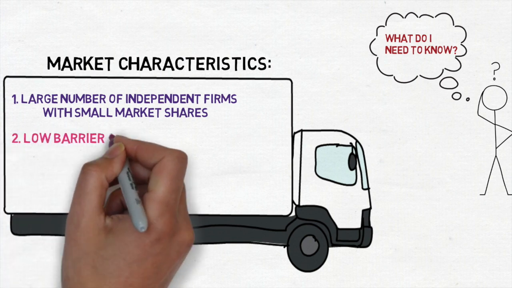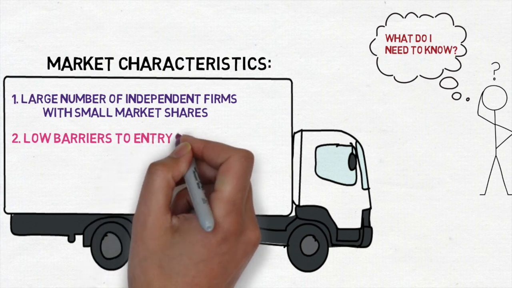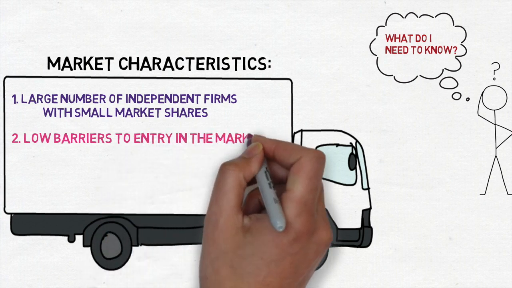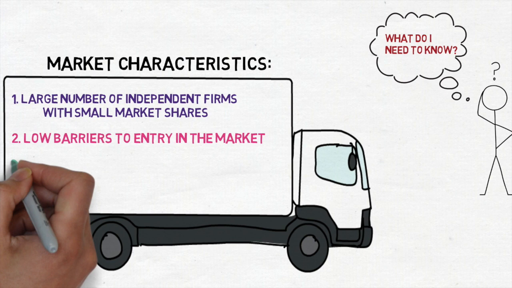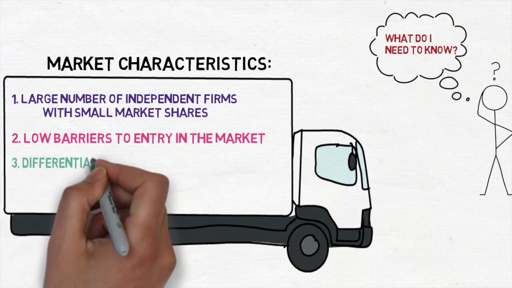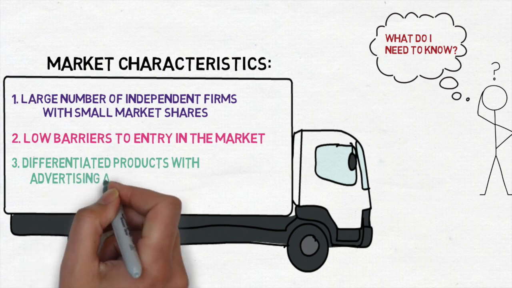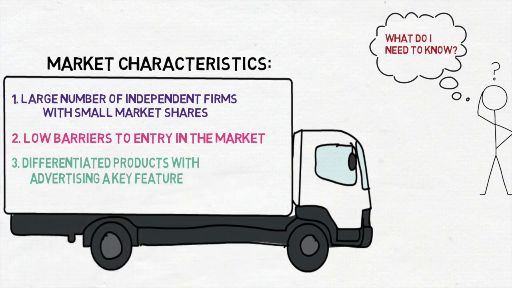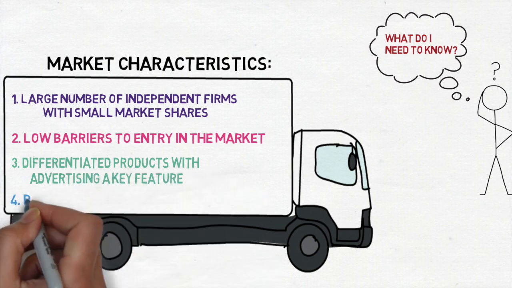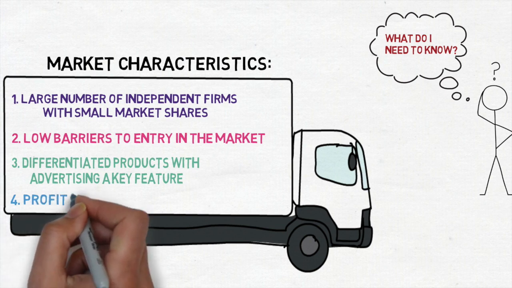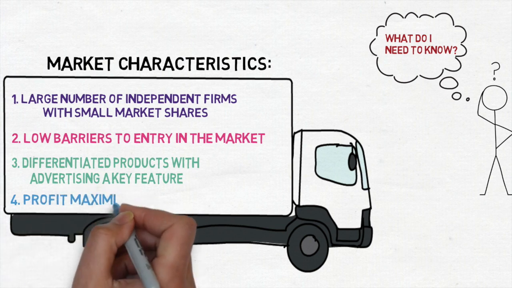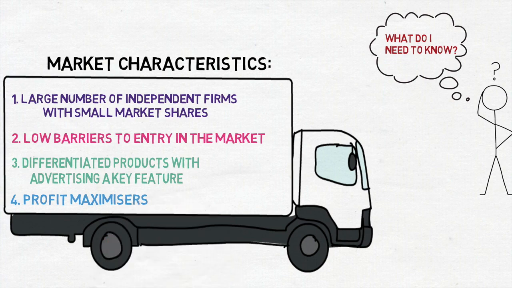Secondly, there are low barriers to entry, hence the large number of firms in the market, so it's quite easy to enter and compete under these types of conditions. Number three, products tend to be differentiated, which means it's different from perfect competition because there's advertising involved and firms try to distinguish their product. And number four, there is profit maximization where MC equals MR.